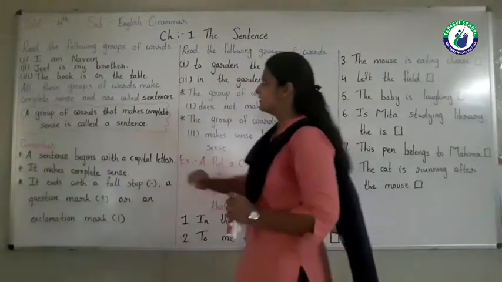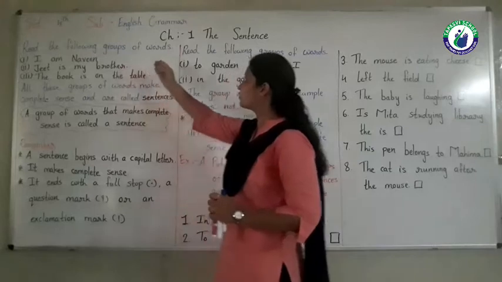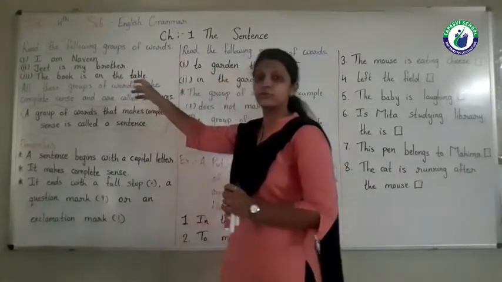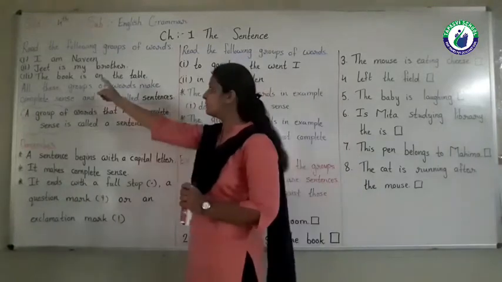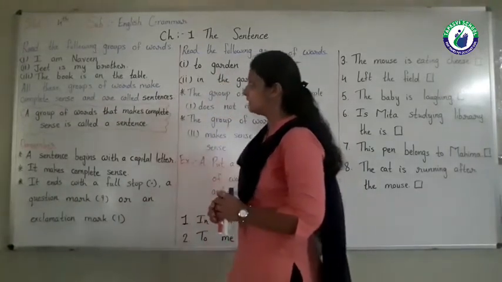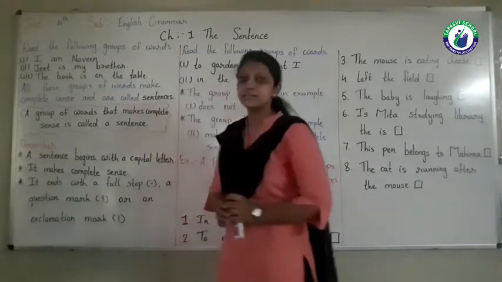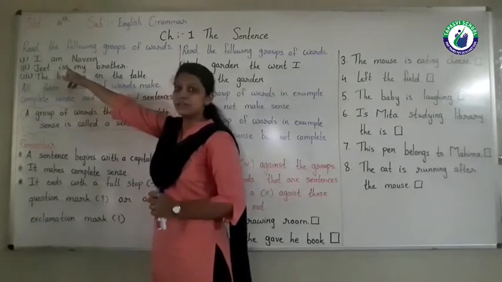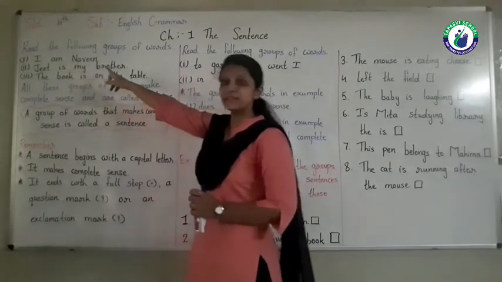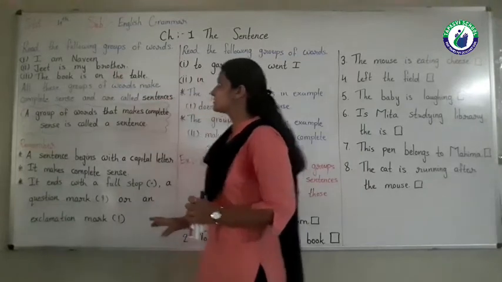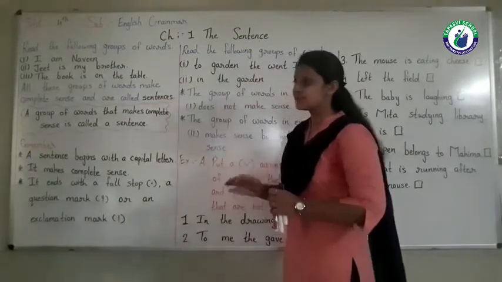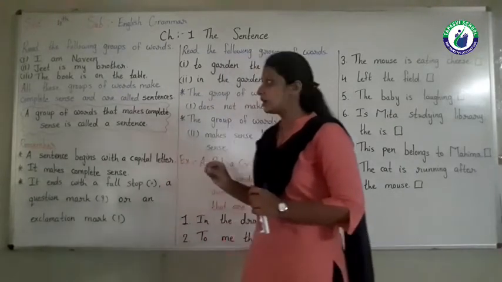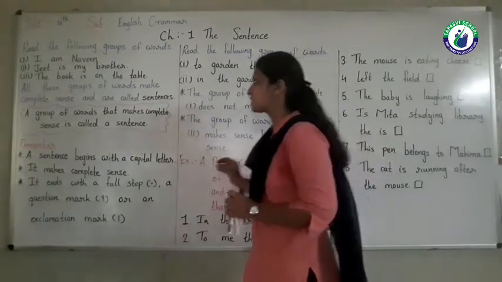Now let's see. Read the following groups of words. Here I have written 3 examples of groups of words. Example number 1: I am Naveen. Look at the sentence. In this sentence, the subject is given, I, the verb is given, and the object is given, Naveen. Means we can say in this sentence, subject, verb plus object is given.